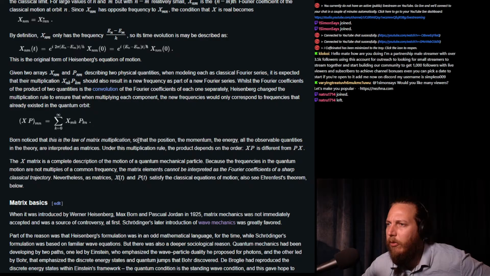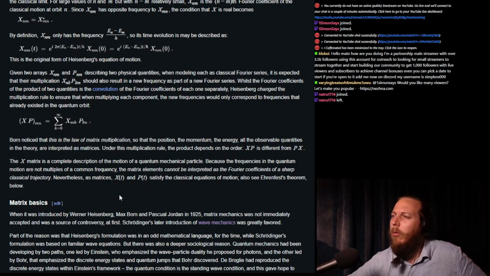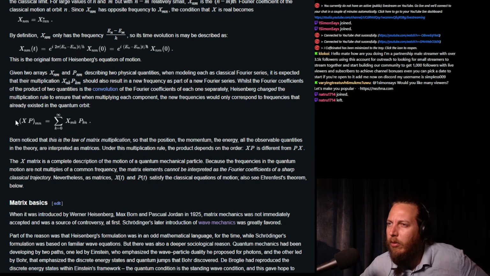Born noticed that this is the law of matrix multiplication. So the position, the momentum, the energy, all the observable quantities in the theory are interpreted as matrices. Under this multiplication rule, the product depends on the order. xp is different from px.